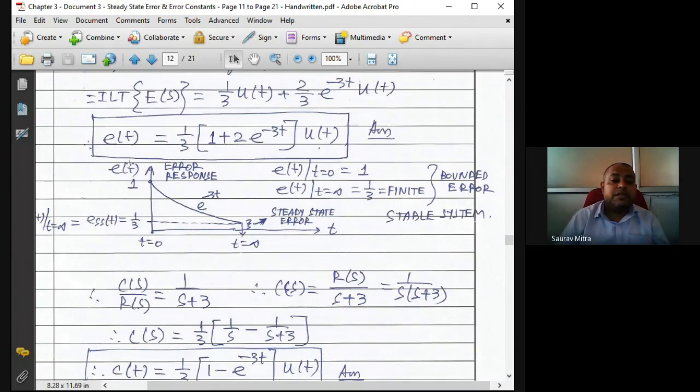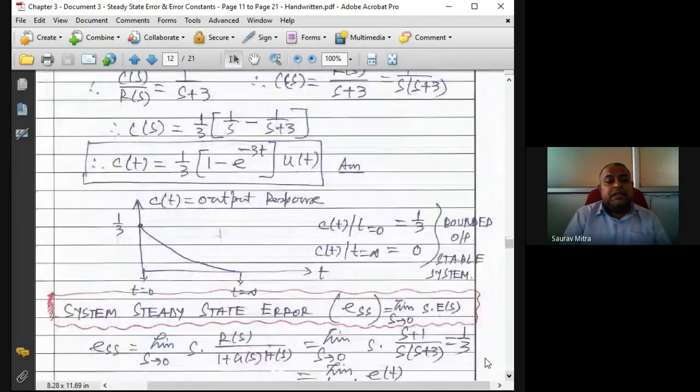And as time progresses, the error reduces. And at t equal to infinity, the error we are finding is 1 by 3, and this 1 by 3 is here. So how much is the steady state error? Steady state error e_ss at t equal to infinity is equal to 1 by 3 units. So this is what we are trying to find.